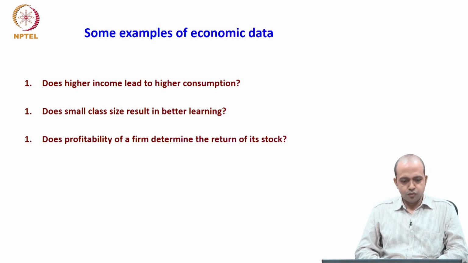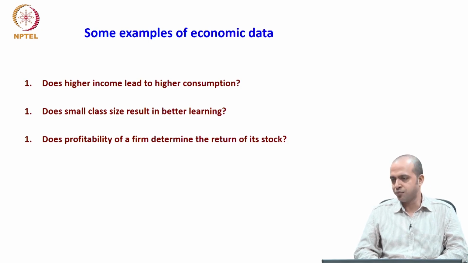Then the third example given here: does profitability of a firm determine the returns of its stock? Stock return and profitability both come from economic decision making, because how much profit a particular firm will generate depends on what output the firm is producing, what advertisement the firm is giving, what R&D expenditure the firm is incurring, and so on and so forth. So, profitability is also coming from economic decision making.